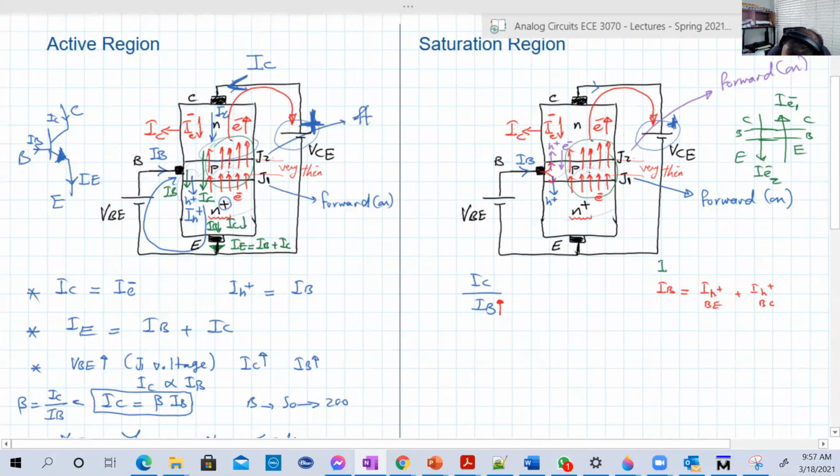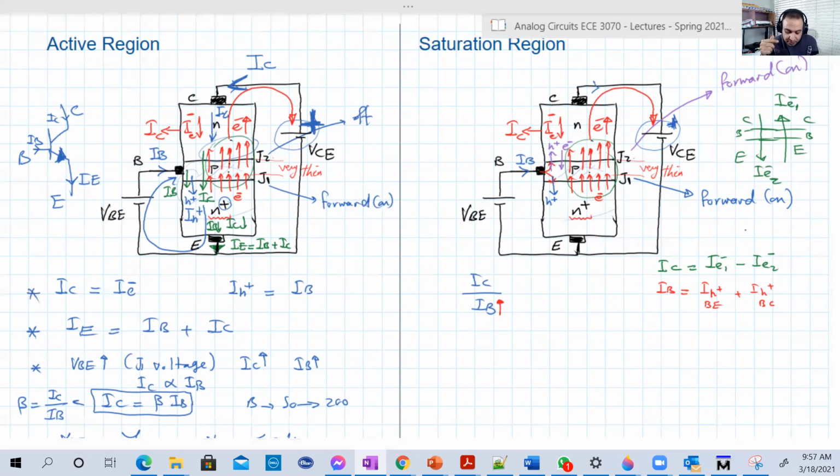So IC now is basically the subtraction between them. IC is equal to IE1 minus IE2. And IE1 will be greater than IE2, because the emitter is heavily doped relative to any other region, heavier than the base and the collector. So the amount of electrons injected from emitter to base is greater than the amount injected from the collector to the base.